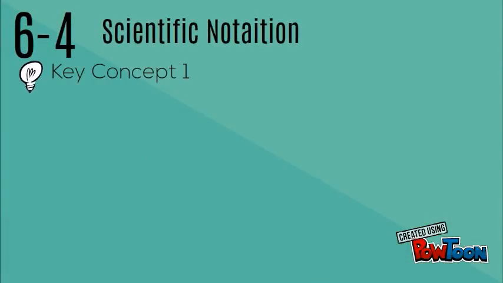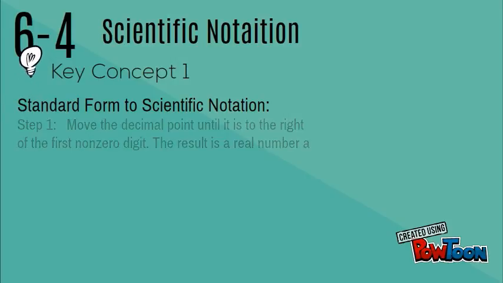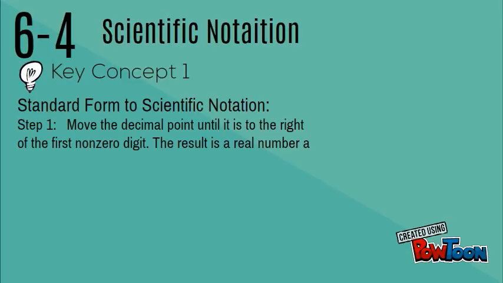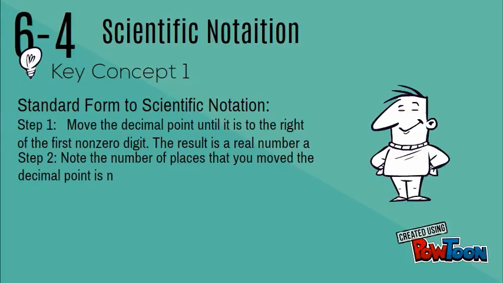Scientific notation, key concept number 1. Standard forms of scientific notation. Step 1. Move the decimal point until it is to the right of the first non-zero digit. The result is the real number a. Note the number of places that you move the decimal point is n.